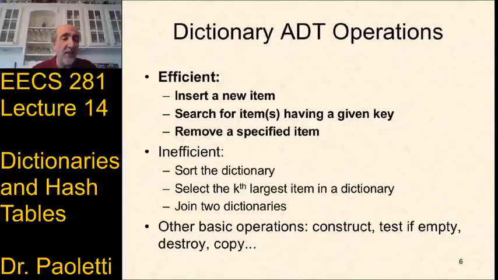And we're also going to have a lot of other basic operations for a container data structure. Things like a constructor. If we've got a constructor, we probably need a destructor. Testing, is the container empty? What is the size? How many things are in the container? Copy constructor, etc. So basic operations, yeah, we'll have those also.